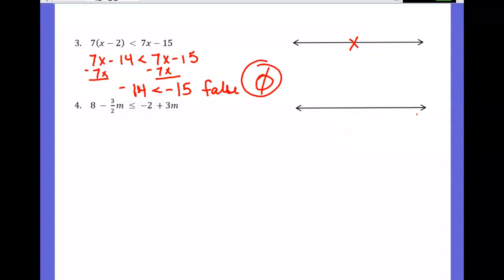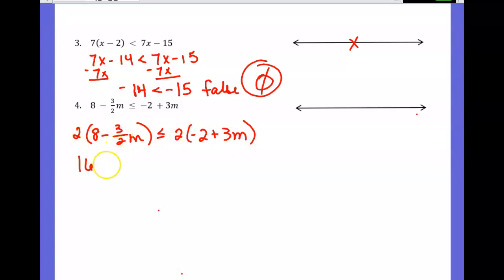All right, number 4 has a fraction in it, 3/2 m. We can solve it a couple of different ways. We could subtract 3m from both sides, or maybe we want to get rid of the fraction. By multiplying both sides by the lowest common denominator, we can get rid of that fraction. So I'm going to multiply both sides by 2. All right, so when I do that, I get 16, and 2 times 3/2 would be 6/2, and that would be minus 3m. That's going to be less than or equal to negative 4 plus 6m.